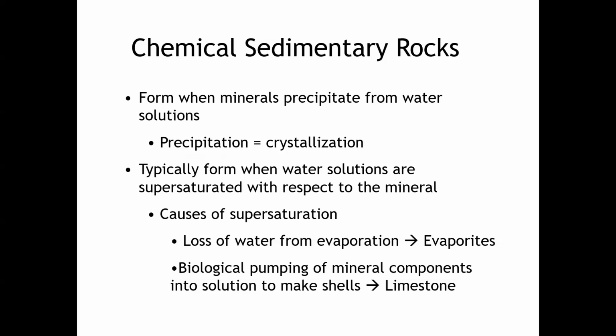So those are some of the key clastic rocks. We saw mostly siliciclastic, then we saw one bioclastic rock. Now let's talk about the chemical sedimentary rocks. They form when minerals precipitate from water solutions. Precipitation is a type of crystallization that occurs from dissolved ions.